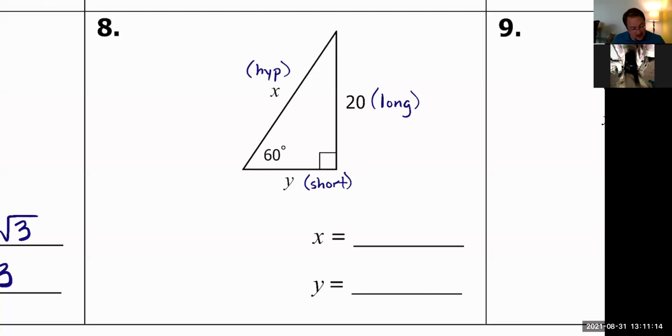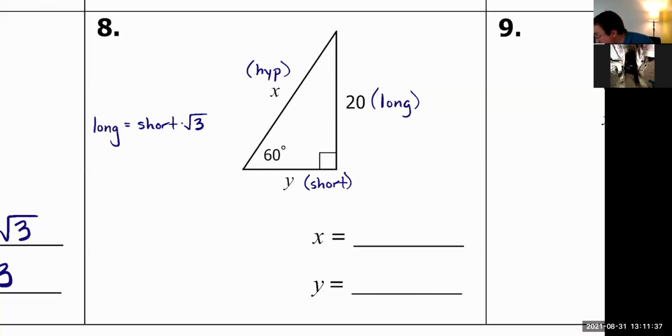So I really want to find the short leg first. So what I'm going to do over here in the margin is remind myself that the long leg equals the short leg times the square root of 3.